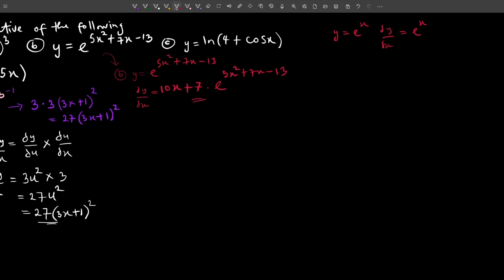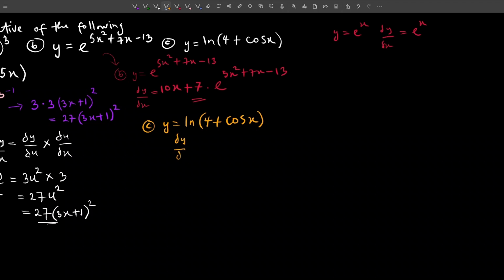Okay, looking at the next question. We're told that y is equal to ln of 4 plus cos x. Again, this is a function inside a function. So how do you differentiate this? Let's differentiate the inner function, everything inside here. If you differentiate 4, it gives you 0, so let's leave that 0. Now differentiate cos x.